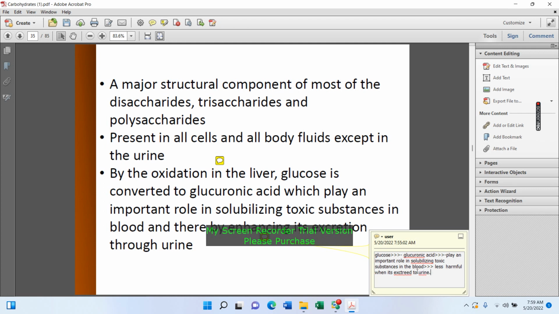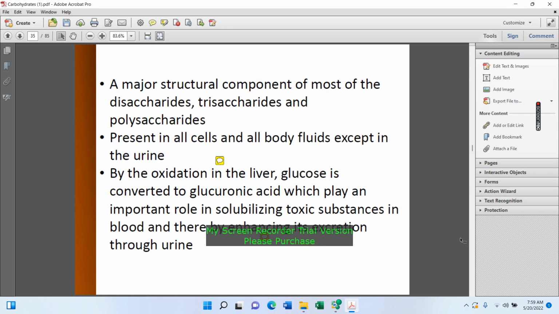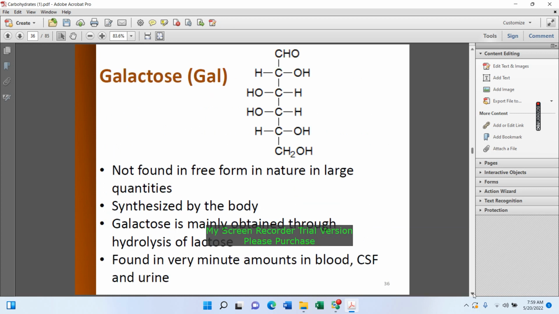Now let's move to the next monosaccharide we have to discuss, and that is galactose. It is not found in the free form in nature in large quantities. It is synthesized by the body, and galactose is mainly obtained through the hydrolysis of lactose. It is found in very minute amounts in blood, CSF, and urine. CSF is cerebrospinal fluid.